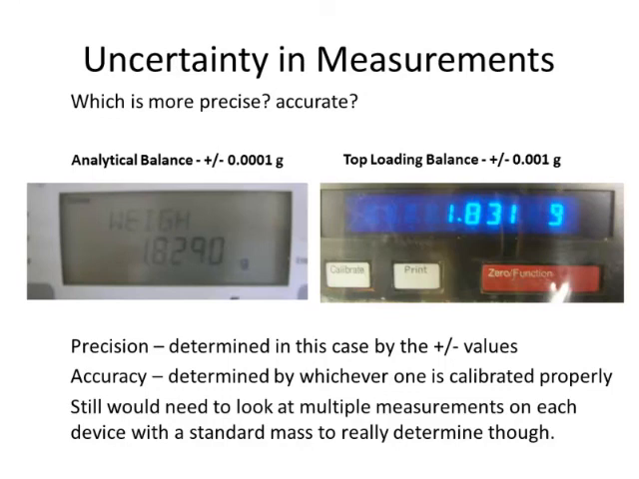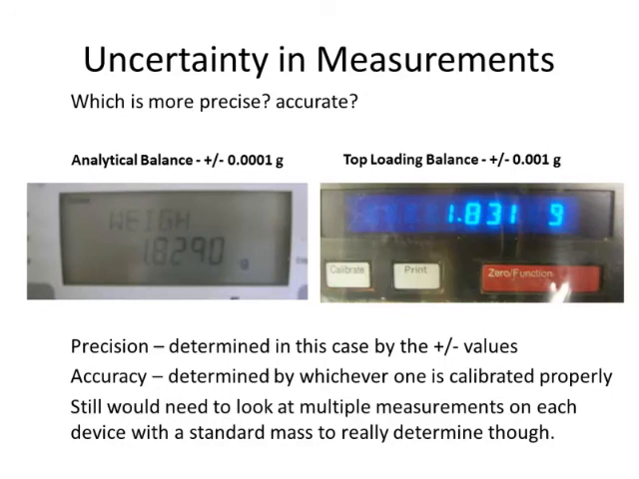Accuracy, on the other hand, is a little bit more difficult to determine from these. It's not a matter of how many significant figures we can get out. It really comes down to our instrumentation. So with accuracy, it's going to be determined by whichever one is calibrated properly. Calibration with a balance involves taking objects with very exact and known masses, and you basically adjust the balance until they read that mass. If you have a balance that's not properly calibrated, you can get very inaccurate results even though they may be precise. So calibration is very important.